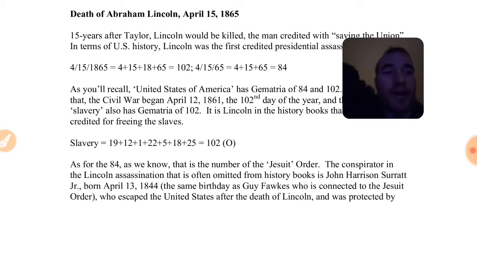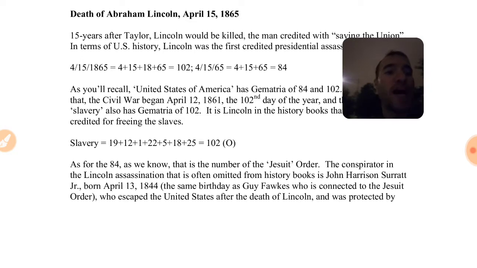The conspirator in the Lincoln assassination that is often omitted from history books is John Harrison Surratt, Jr., born April 13th, 1844, the same birthday as Guy Fawkes, who is connected to the Jesuit order. Also 44, the divisors of 44 equate to 84, 44 kill, Jesuit 84. So Guy Fawkes, so he's connected to the Jesuit order.